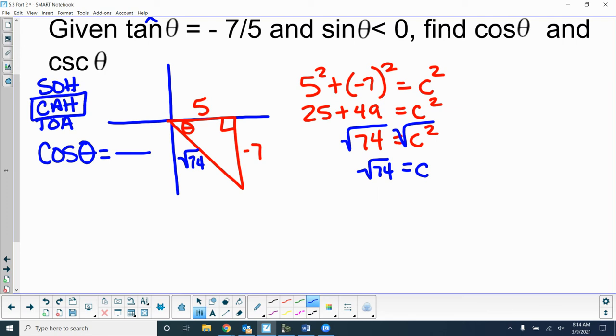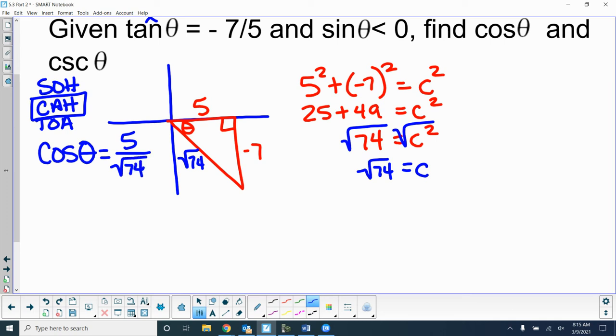What's A stand for? Adjacent. Okay, so look at that theta, always back here. What's the adjacent side? Straight across is adjacent, or is that opposite? Yeah. So that's 5. Yeah, 5 over.